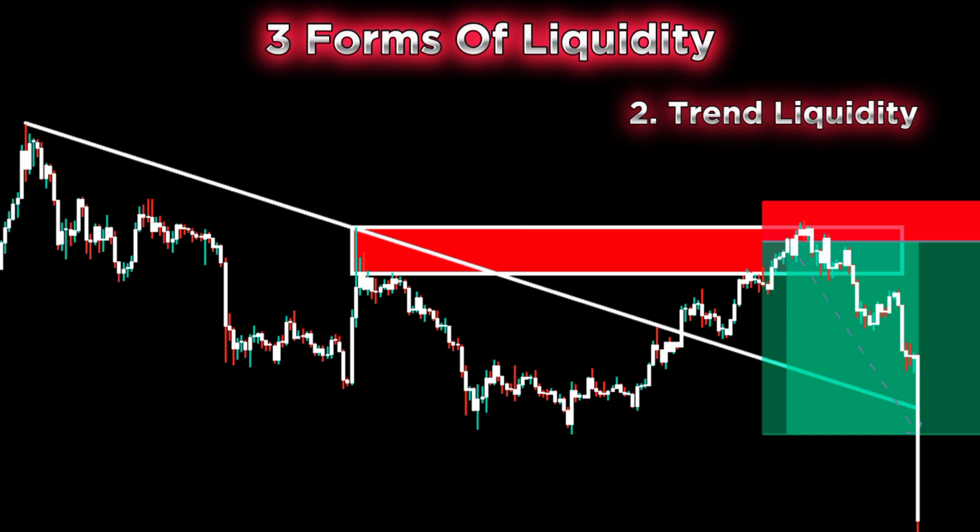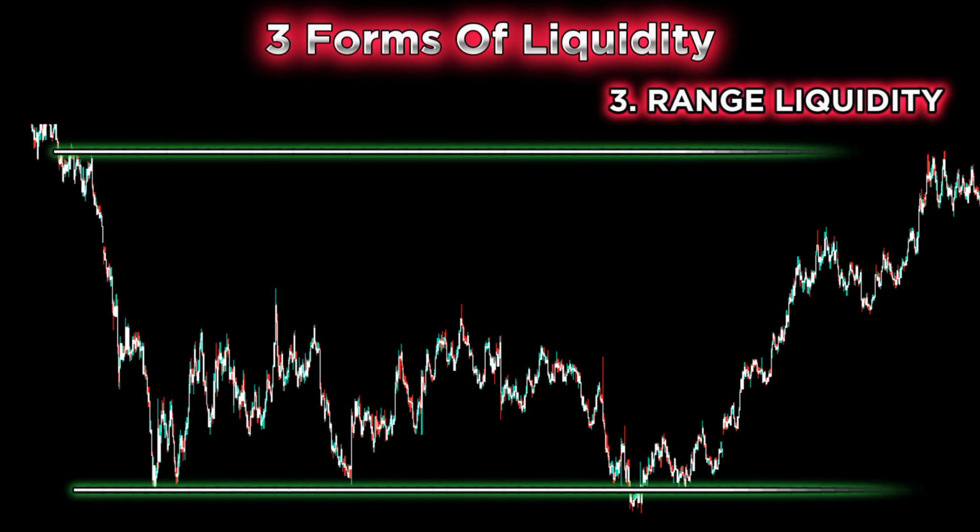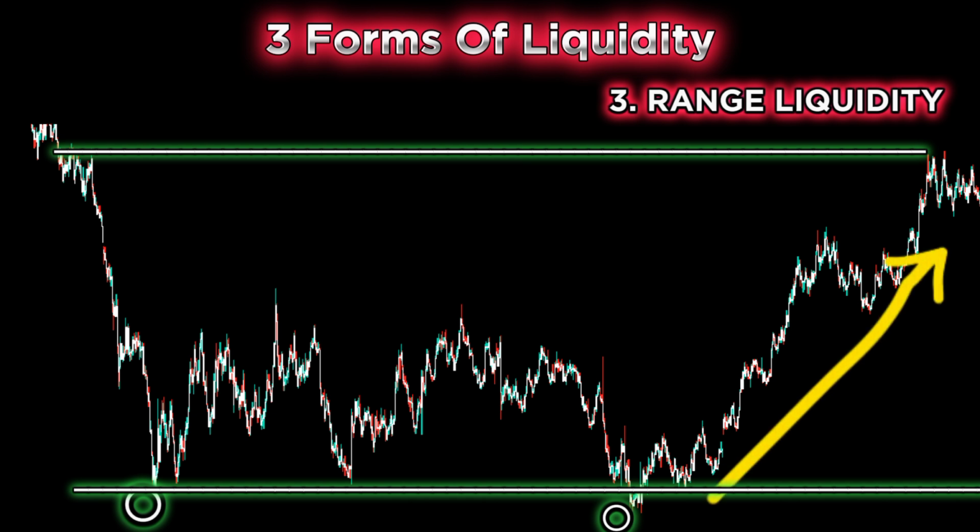The final form of liquidity is the range liquidity, and this is the liquidity that formulates around ranges, or around swing highs and swing lows. So as you can see, when we look at this market, we can see that after it forms a low, we generally are going to get a sweep of that low, before the market then makes a meaningful reversal.